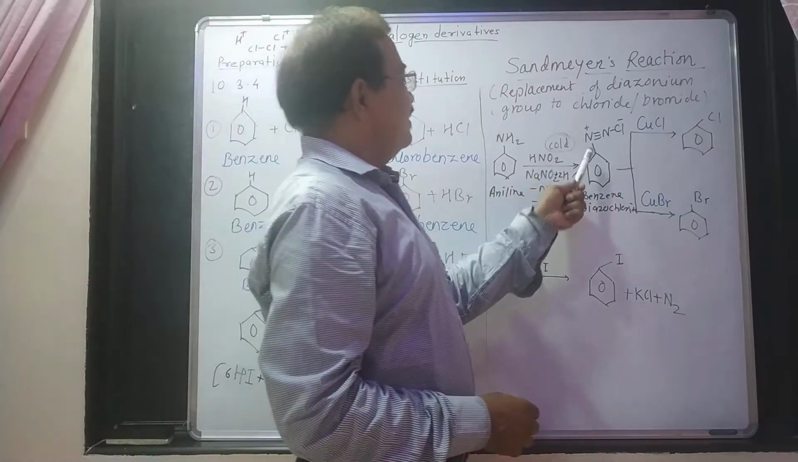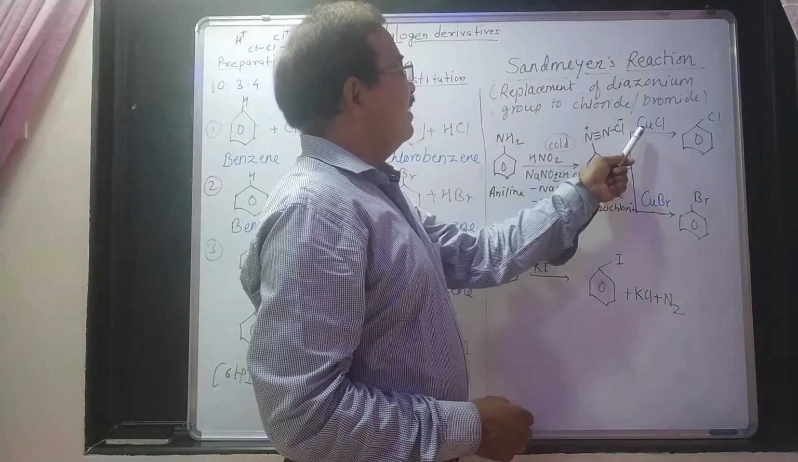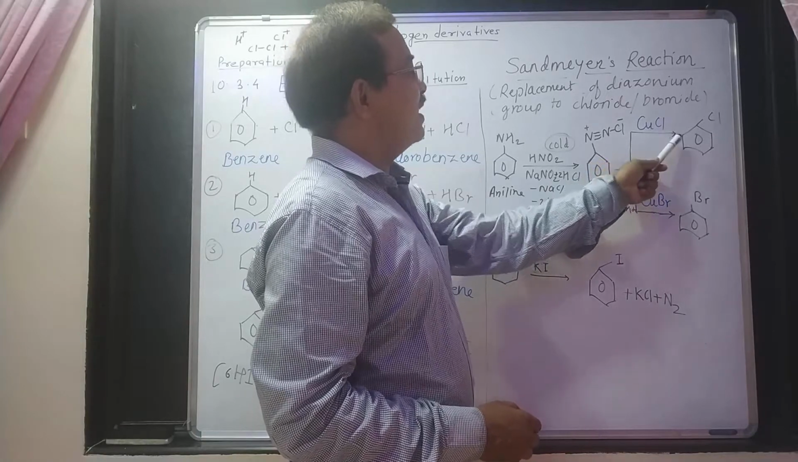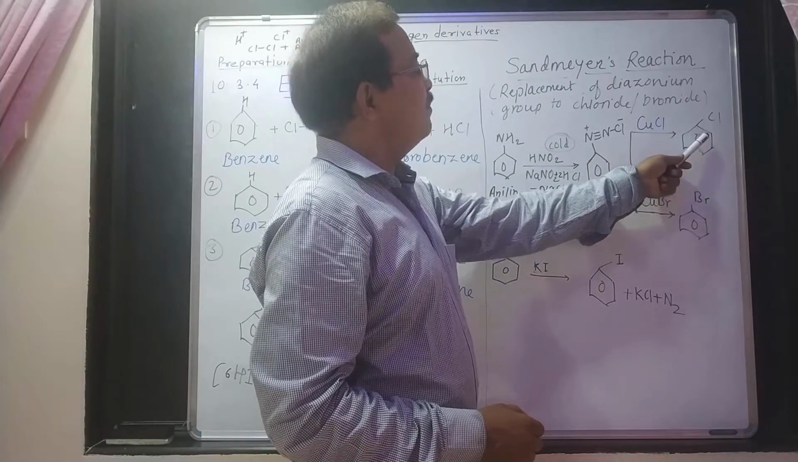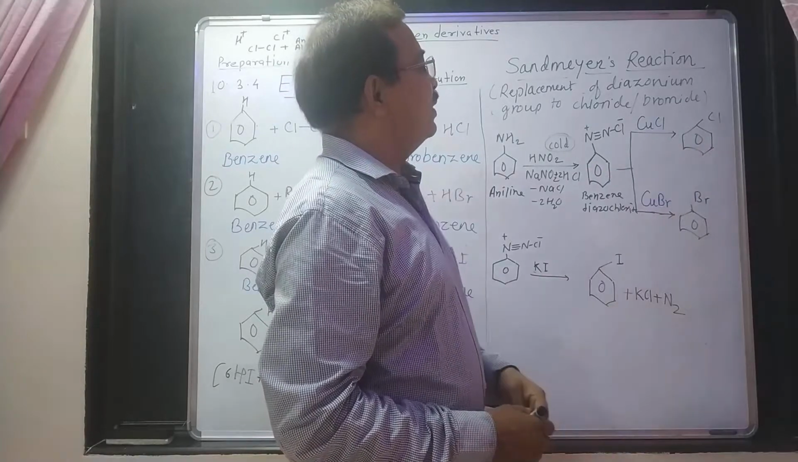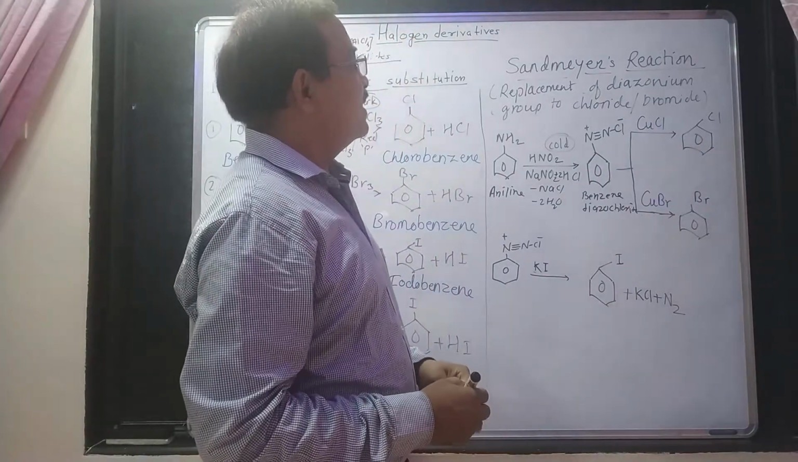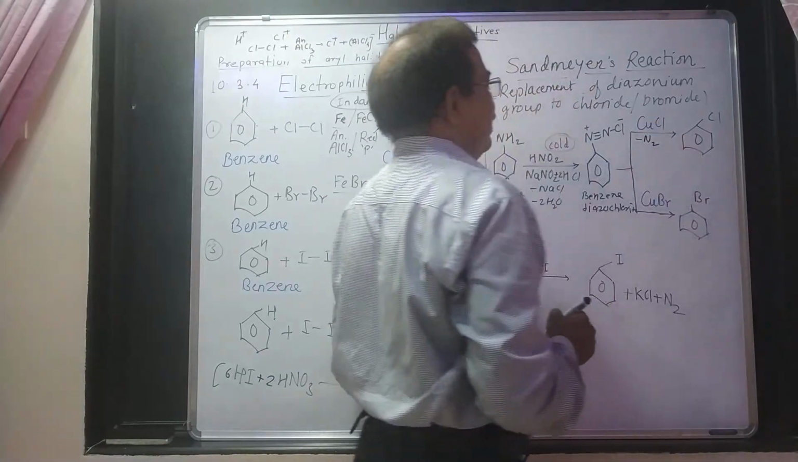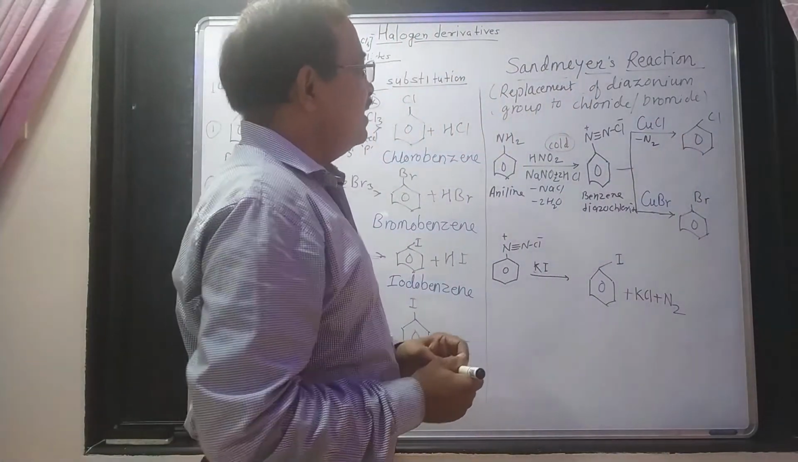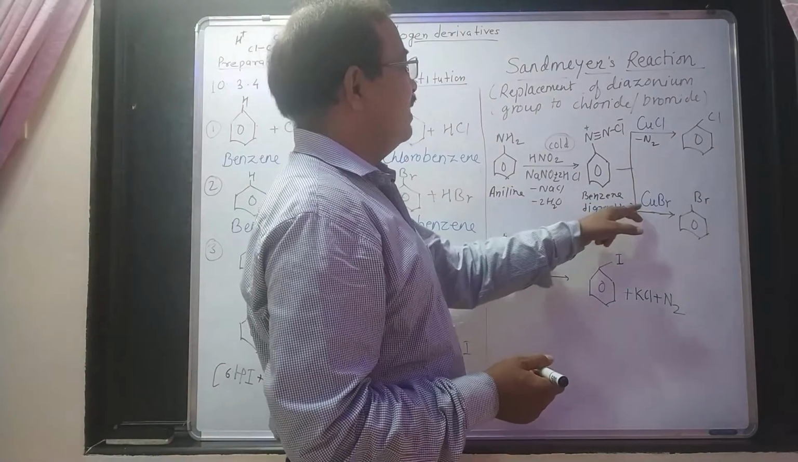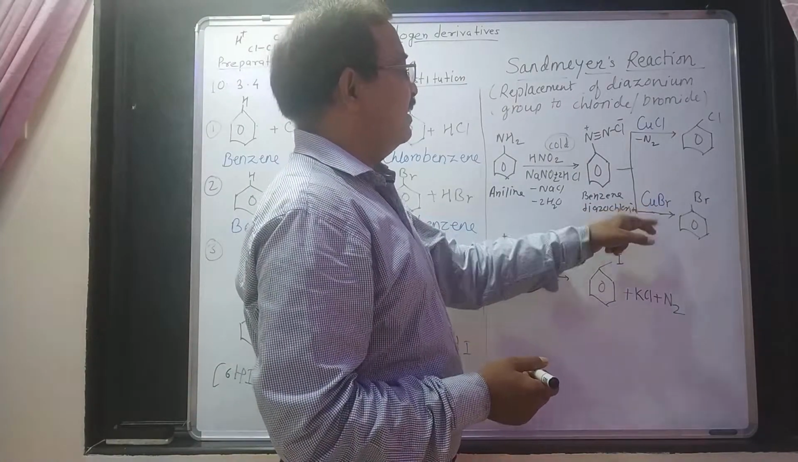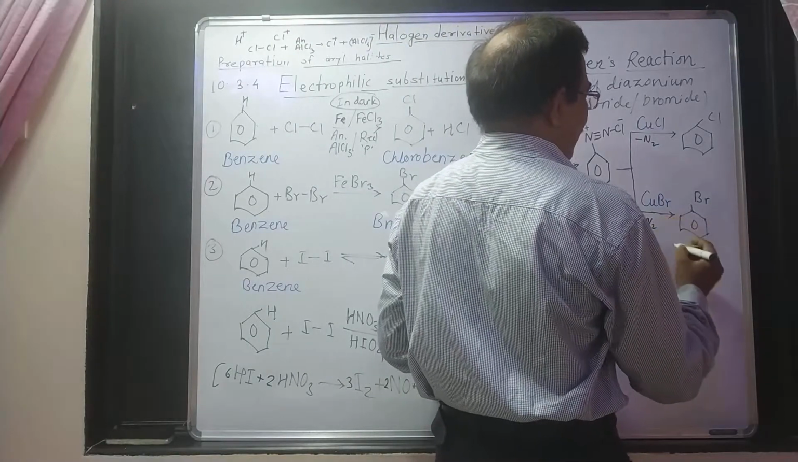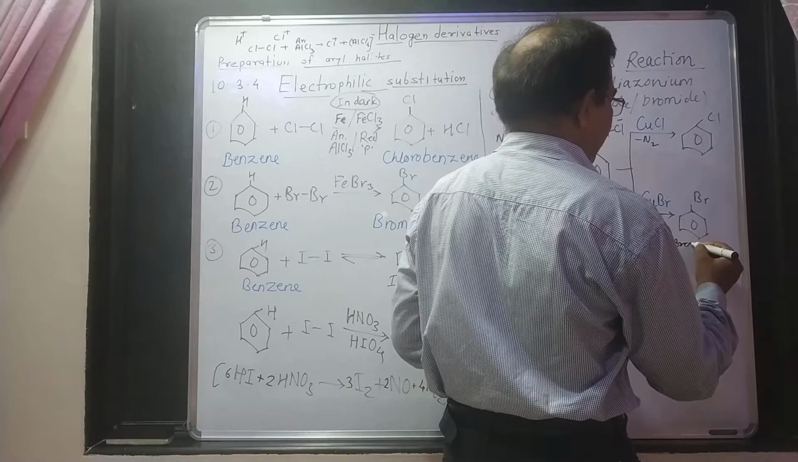Now this benzene diazonium chloride, when it reacts in presence of CuCl, will get converted into chlorobenzene and nitrogen gas will be given out. N2 gas will be given out there. Again, when this benzene diazonium chloride reacts with CuBr, we get bromobenzene, and nitrogen gas will be given out there.